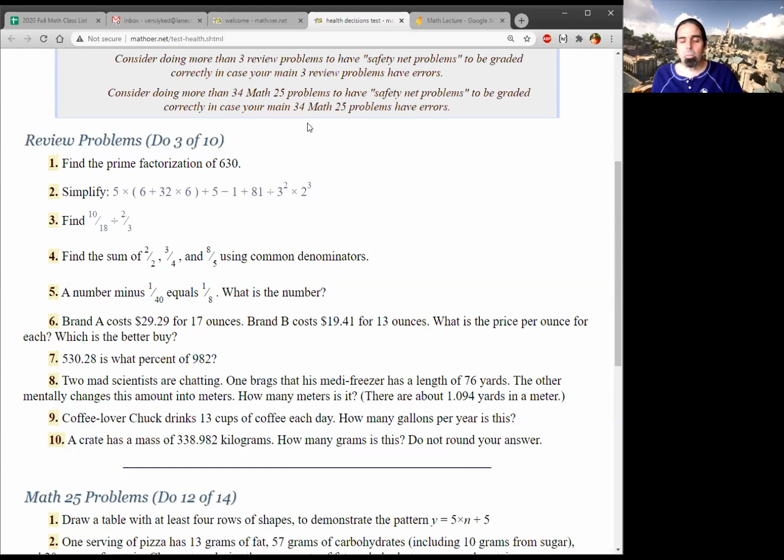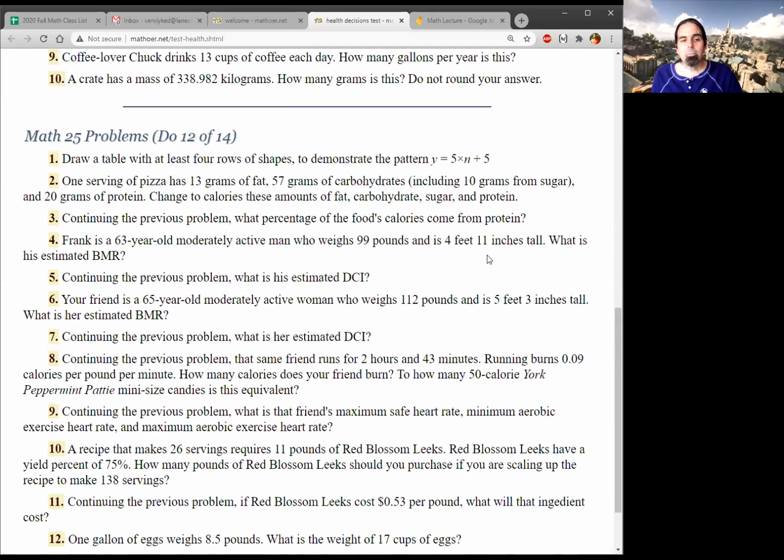So just a little bit of nagging: pick 3 of these that you think are easiest and get good at those. You don't have to know how to do all 10. It's not like you have to be a perfect Math 20 student anymore, but you can pick 3 out of the 10 and get quick at them. And then work on, for the actual Math 25, doing 12 out of 14.